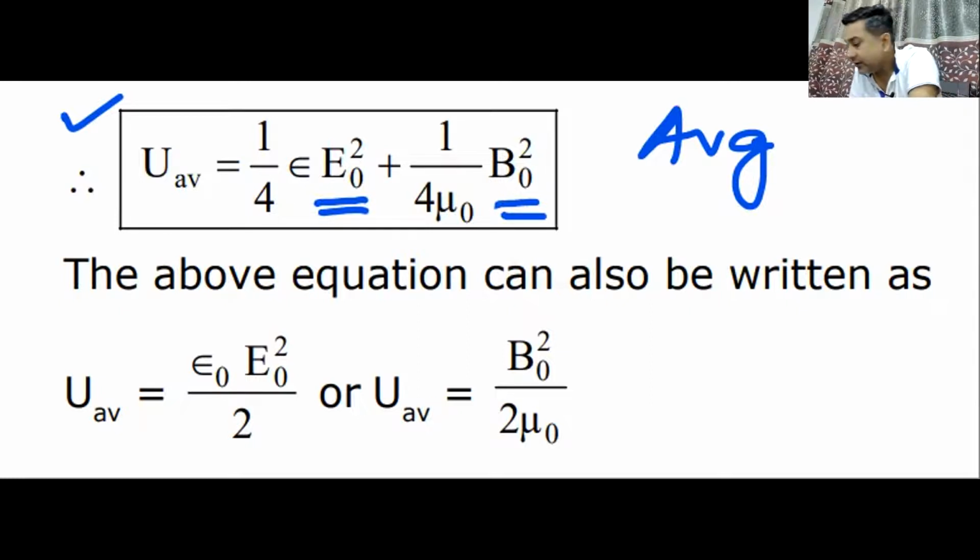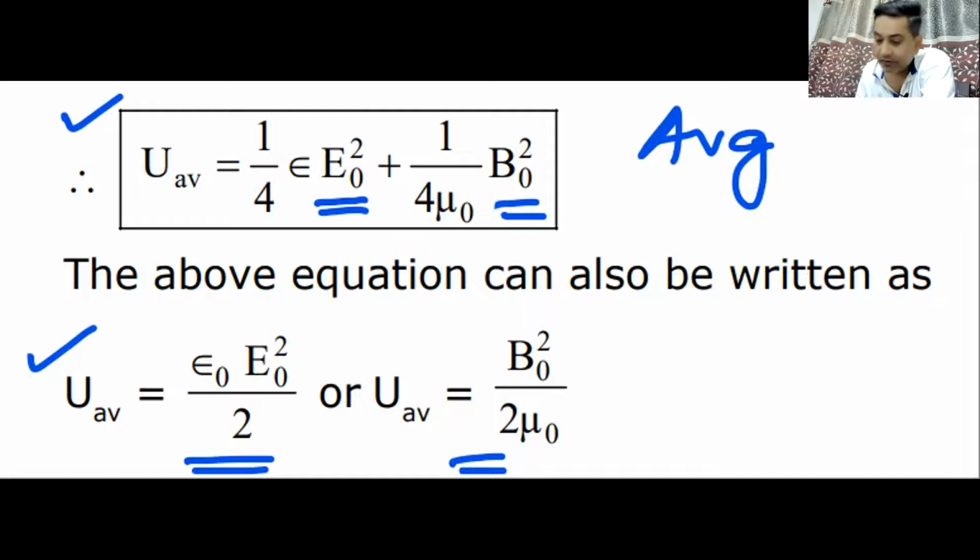E naught is the amplitude of electric field. B naught is the magnitude of magnetic field. Do we understand this? Yes or no? Yes, sir. So the average energy density will become half epsilon naught E naught square, or B naught square by 2 mu naught. Do we understand this? Yes or no? Yes, sir.